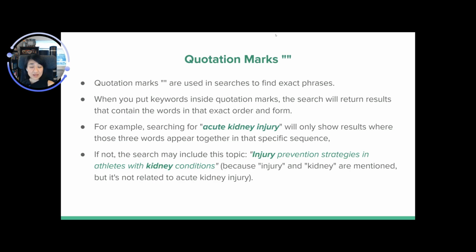And then the fourth one is quotation marks. Quotation marks are used in searches to find exact phrases. When you put keywords inside quotation marks, the search will return results that contain the words in the exact order and form. For example, if I want to search "acute kidney injury", I put the quotation marks, and it will show only results where these three words appear together in that specific sequence. If not, the search may include a topic like injury prevention strategies in athletes with kidney conditions, just because injury and kidney are mentioned in the same sentence, but it's technically not related to acute kidney injury. So you don't want an article that has this title.